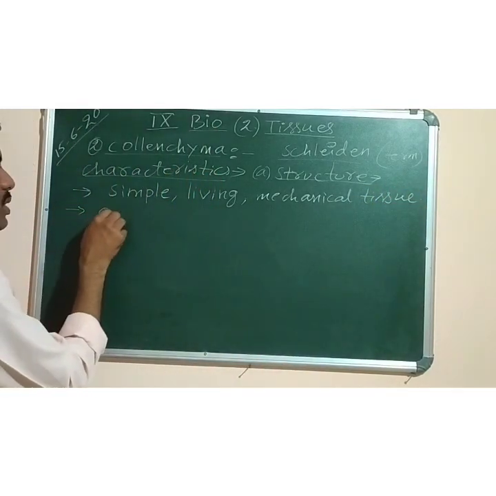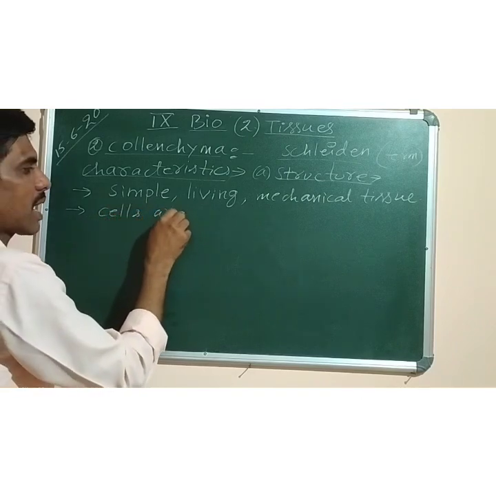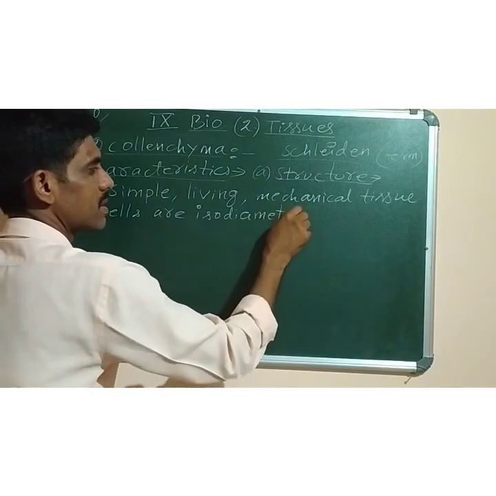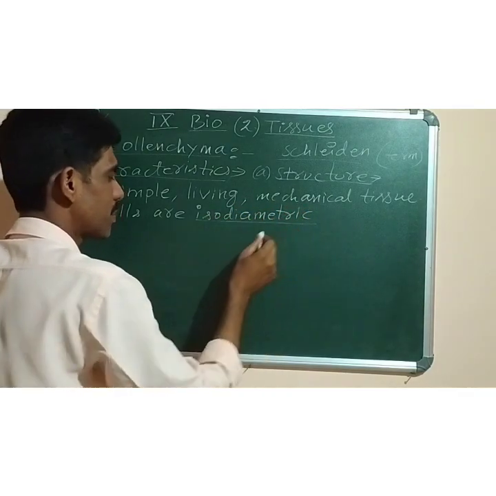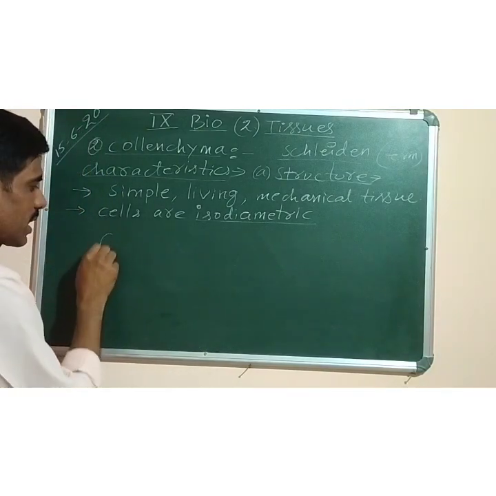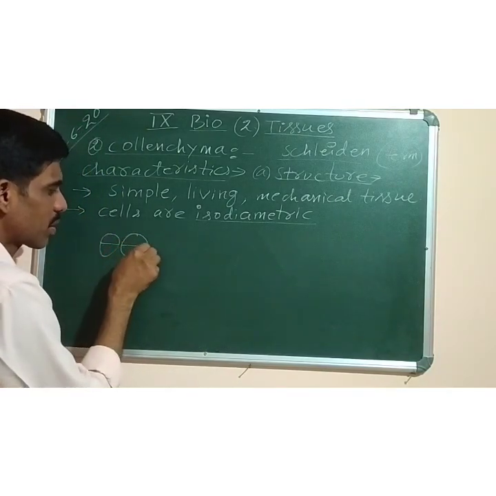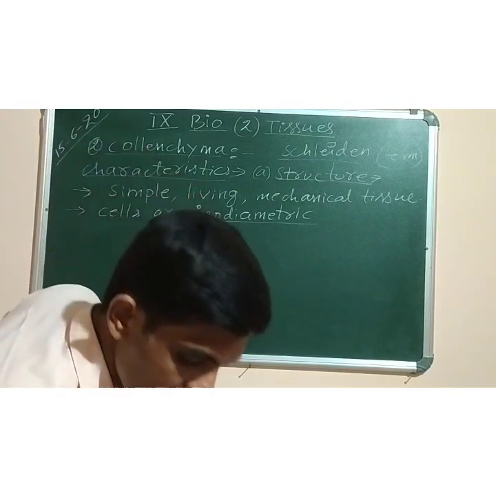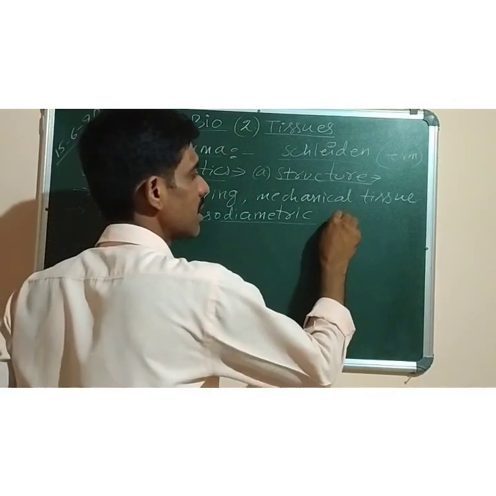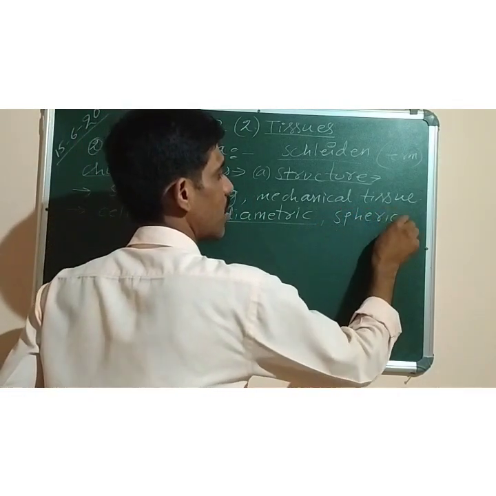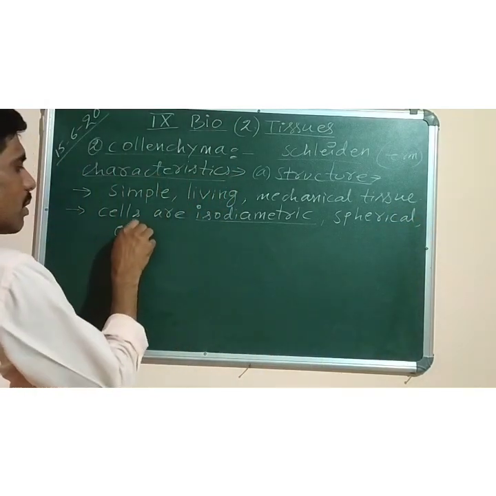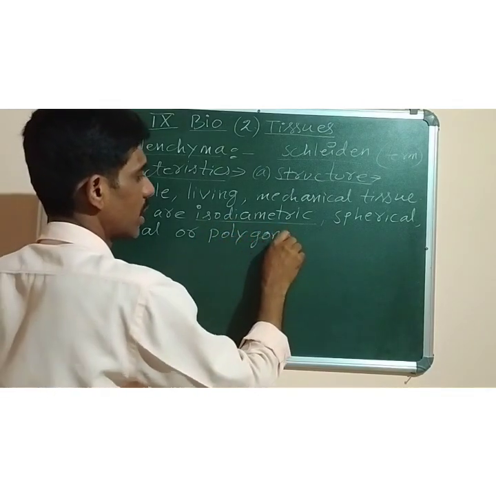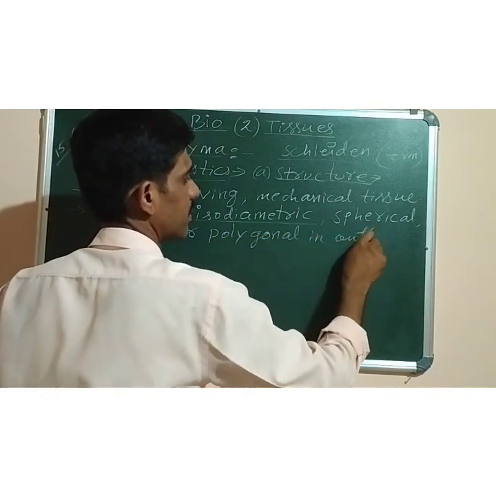Then cells are isodiametric. Iso means equal, diametric means having same diameter. Cells are isodiametric. This word means all the cells are of equal diameter. Like if I draw like this, all the cells, the diameter is same, equal. Then next, may be spherical means round, oval, or polygonal in outline.